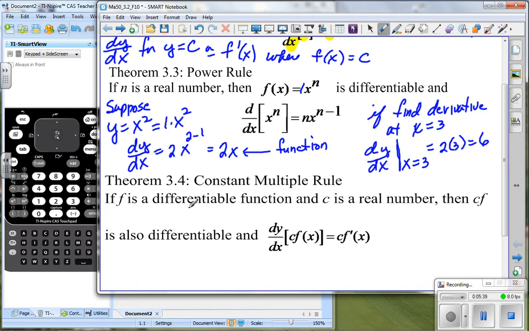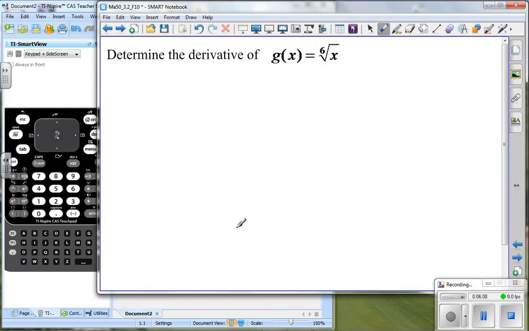So that leads us right into our constant multiple rule. If the function is differentiable and c is a number, then c times f, we also call that a scalar. So we put the word scalar up here. Scalar is also differentiable. And so we're doing the exact same thing as I've shown you on that page. Okay, so let's go on. We'll just try this on this problem.